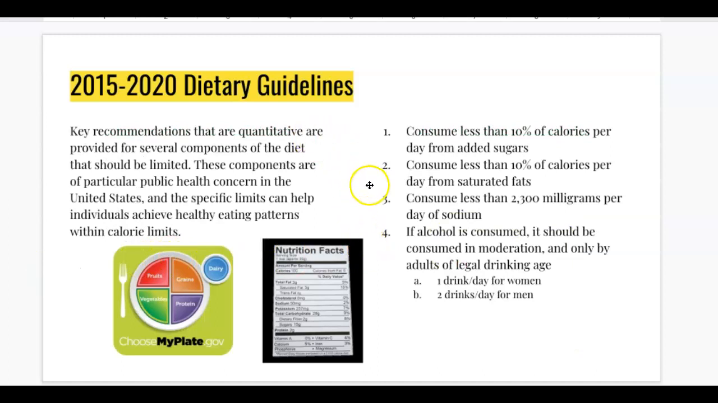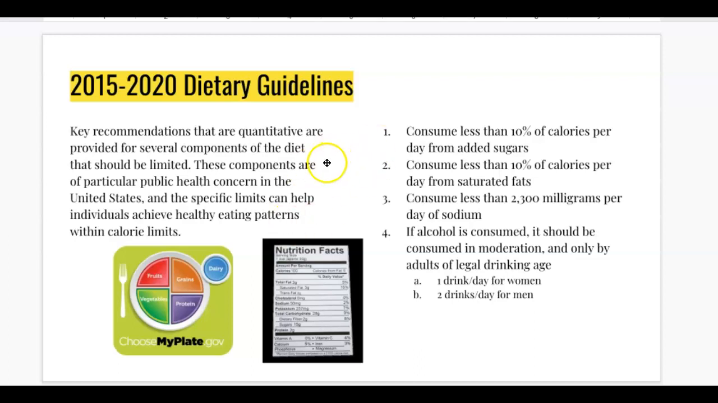So, key recommendations that are quantitative, so that they have a specific number, are provided for several of the components that should be limited. So instead of telling people that they need to have X amount of grams of whole grain carbohydrates, we tell them that they should consume grains because they are healthy for you, but try to consume at least 50% of whole grains because those have the most fiber and can really help your health overall. But the ones that we want to tell people to limit, we want to be a little bit more specific because that can help those individuals meet those goals.